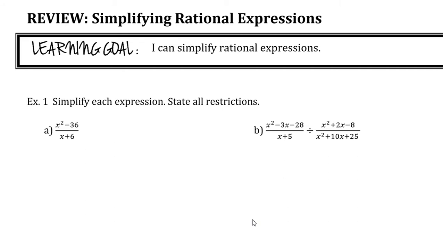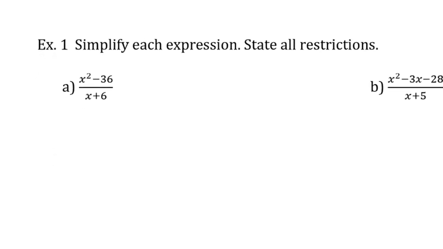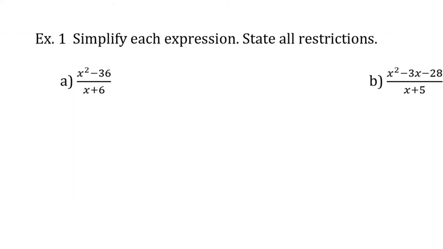And so the instructions are simplify each expression and state all restrictions. So I'm going to talk about restrictions a little bit more when we get there. Let's start the first one. So how are we going to simplify this? Well, I can see that on top it has a difference of squares. So I'm going to go ahead and factor that.